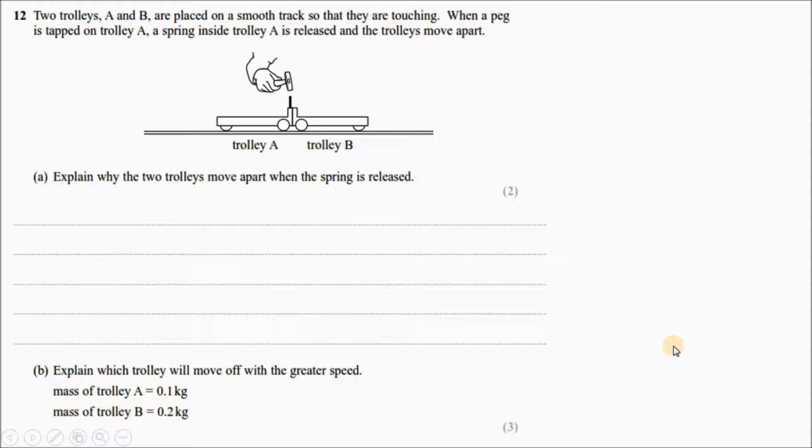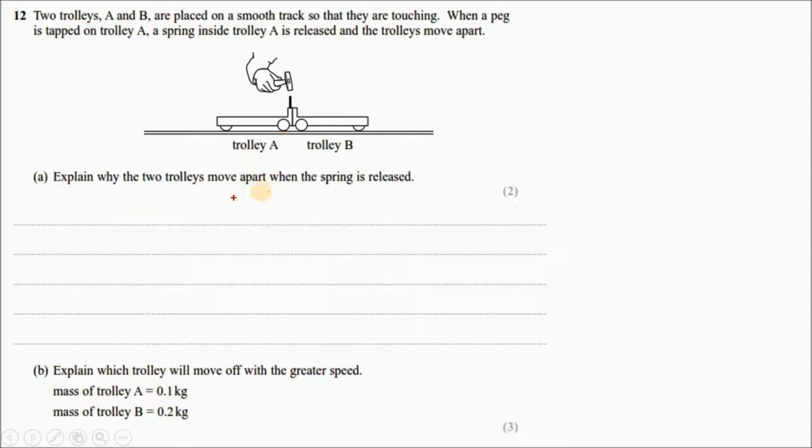Two trolleys A and B are placed on a smooth track so that they are touching. When a peg is tapped on trolley A, a spring inside trolley A is released and the trolleys move apart. So this is a system. Trolleys initially are at rest. When the peg is tapped, the spring inside trolley A is released, so both trolleys move away from each other.